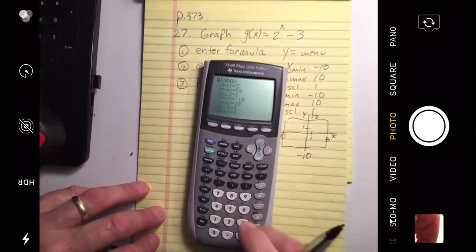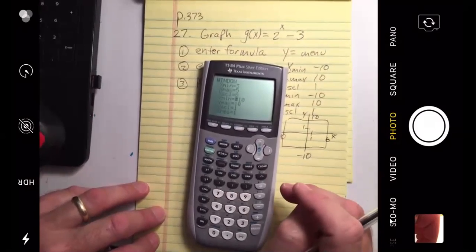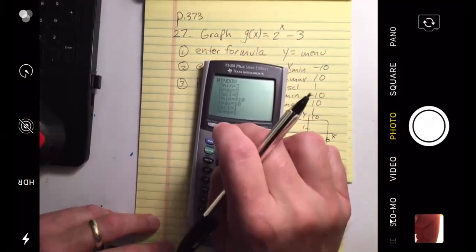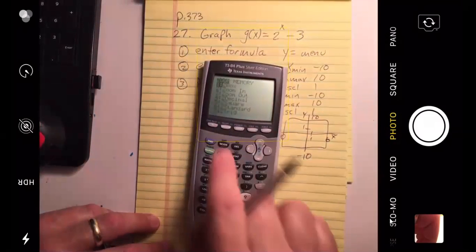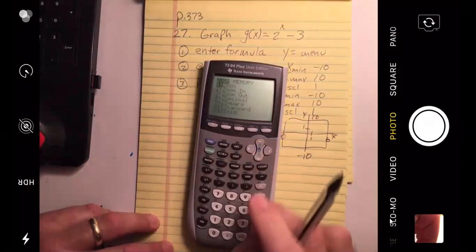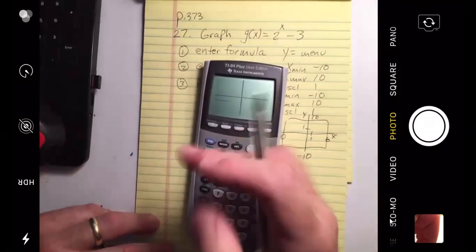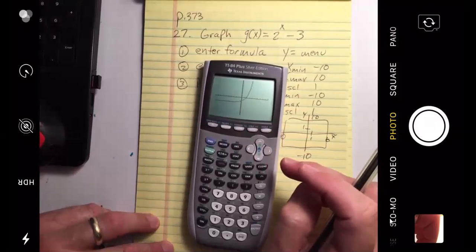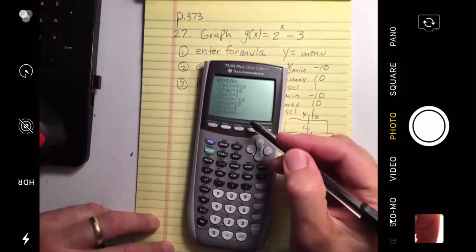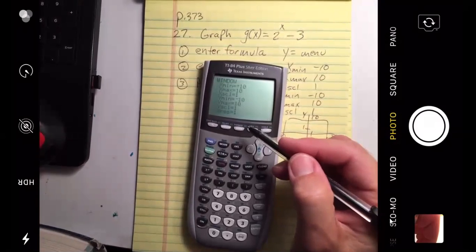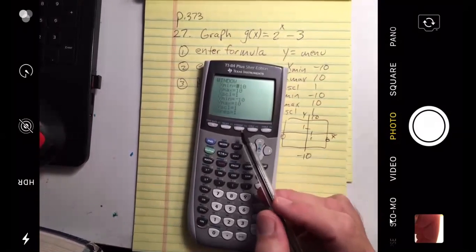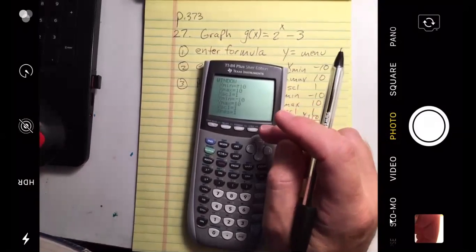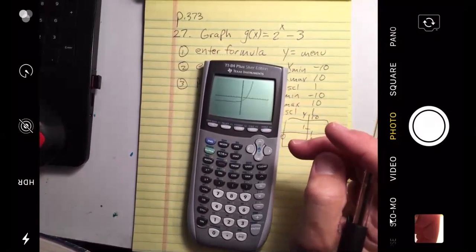I'll stick in some crazy numbers: 3, 5, 8, etc. Okay, if you want to get back to that negative 10, 10, 1, you go to Zoom, Zoom standard. So I just hit 6. It's going to graph it, but if you look at the window, I'm back at negative 10, 10, 1. It entered that window and did the graph. So yeah, Zoom 6 is a quick calculator trick for it. All right, so it drew this graph.